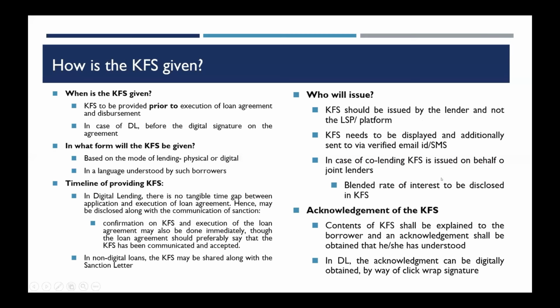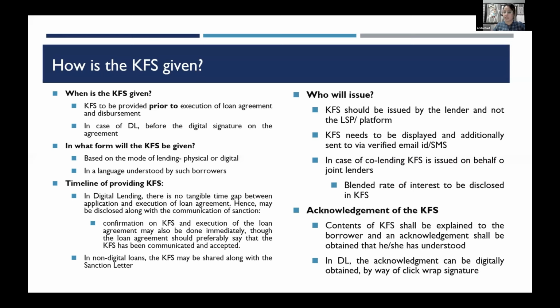First, there was a question. I think it's an easy question for you to answer, which is, if somebody is signing by putting a thumb impression, how do you make sure that the KFS has been understood by the borrower? So I think the thumb impression is then being used in case of physical lending, because whether KFS has been understood or not, I have to explain to him.